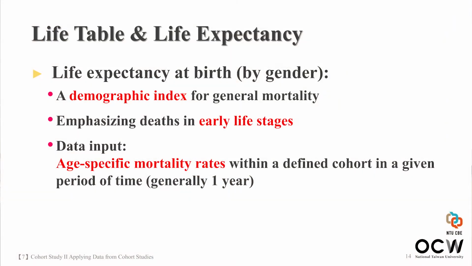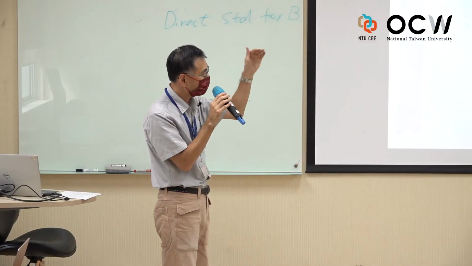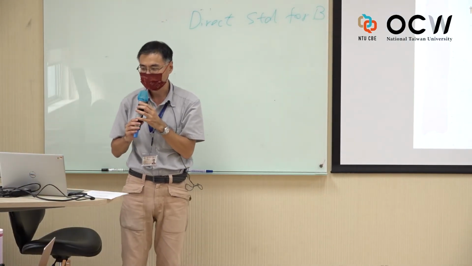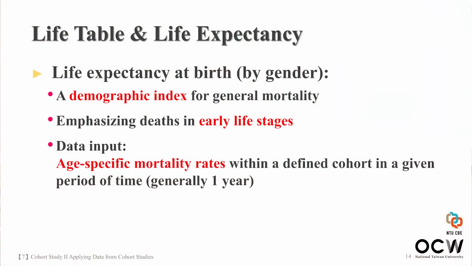Okay, so we use the tool called Lifetable to do the calculation of life expectancy at birth. It's given by gender, and it's a very commonly accepted demographic index for general mortality. So it just summarizes everything, all the age-specific mortality into a single indicator. So it's widely used for the purpose of international comparison. And also the calculation emphasizes the death in early life stages. So if some cause of death is more likely to happen at an early stage, its impact to the life expectancy will be higher.